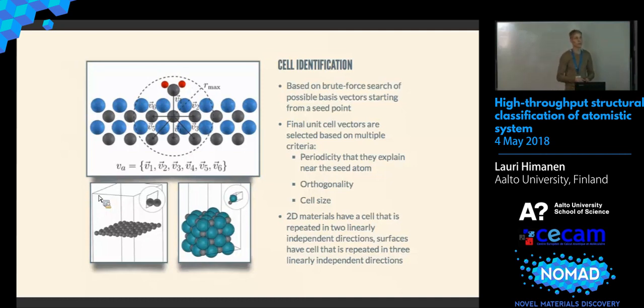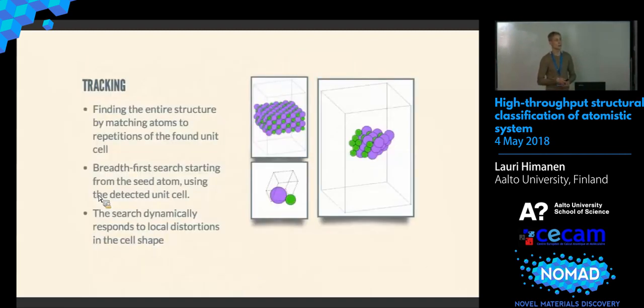And these vectors are then filtered based on certain criteria. First of all, the periodicity that they explain in this neighborhood. That's of course very important for the unit cell. We also filter them based on the orthogonality. So we don't want to select linearly dependent vectors. We want as orthogonal ones as we can find. And then of course we also look at the cell size, in order to select a minimal cell we can find.